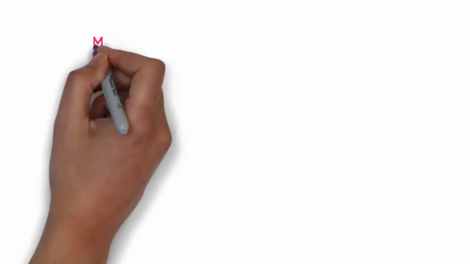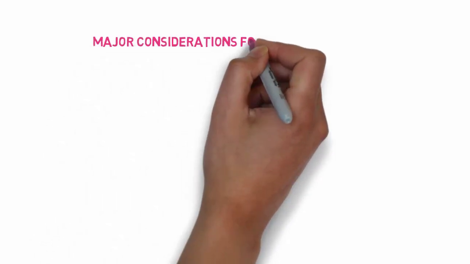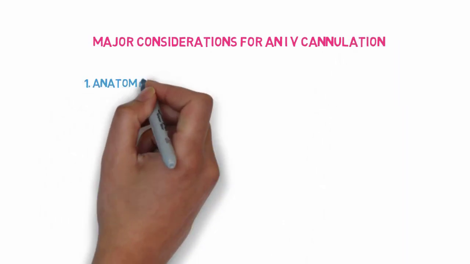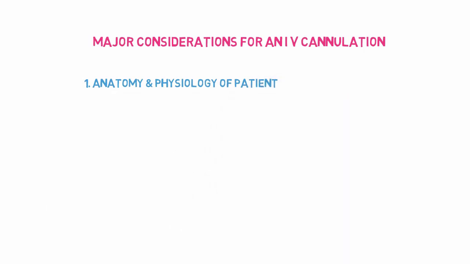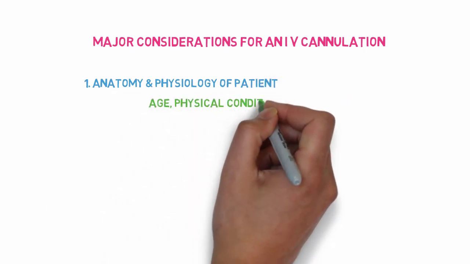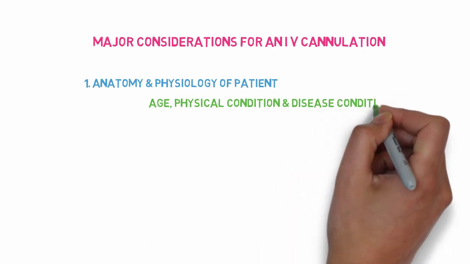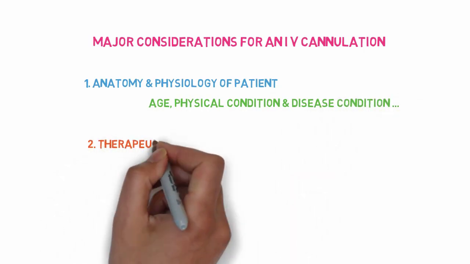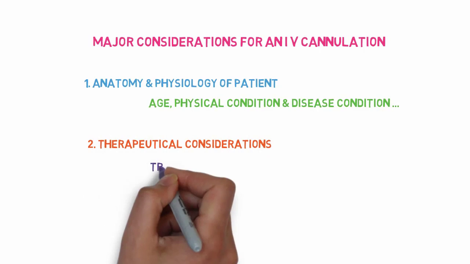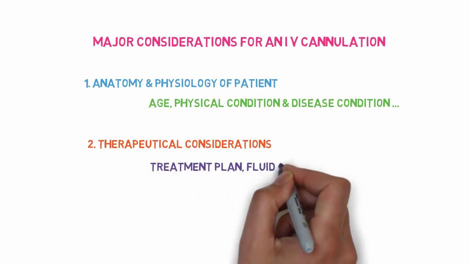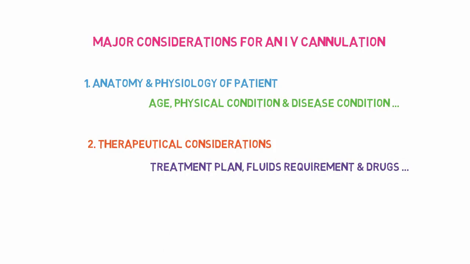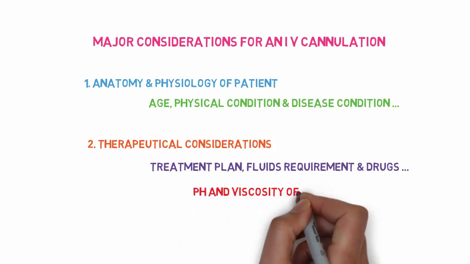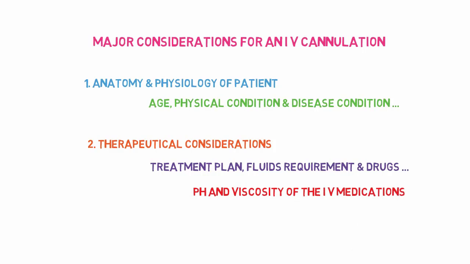There are two main considerations you have to keep in mind while planning for an IV cannulation. Number 1, anatomical and physiological considerations of the patient, such as age, physical condition, and disease conditions. Number 2, therapeutic considerations, such as the treatment plan, amount of fluids required, and type of drugs planned to be administered. For example, pH and viscosity of the IV medications.